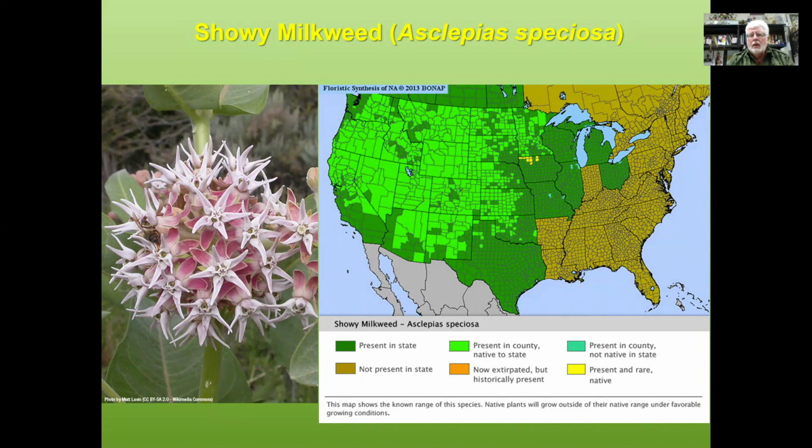Showy milkweed, kind of the western complement to the common milkweed, is about as large. Sometimes it can be confused with common milkweed, but it is also another large species with a good large leaf that provides a good food resource for monarch caterpillars.